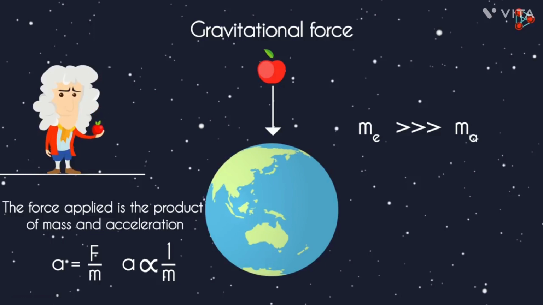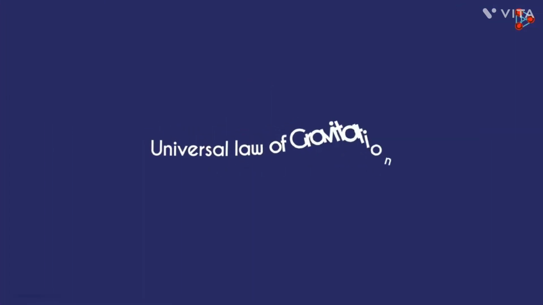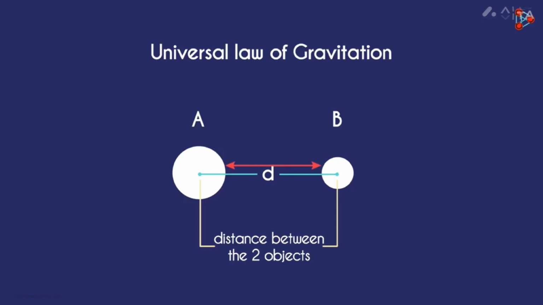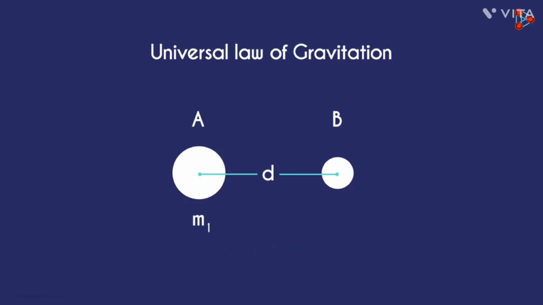Now the question is, how do we quantify this force? To understand this, we need to understand a simple concept. And this simple concept is called the universal law of gravitation. Say there are two objects A and B separated by a distance d. The distance between the centers is considered the distance between the two objects and not this distance. Assume that the mass of object A is m1 and that of object B is m2. As object A is bigger, let's assume m1 to be bigger than m2.